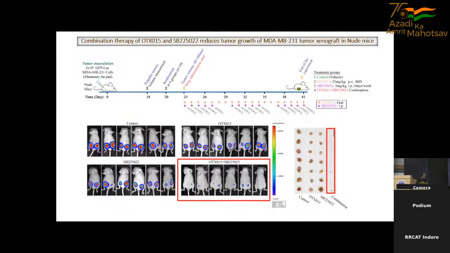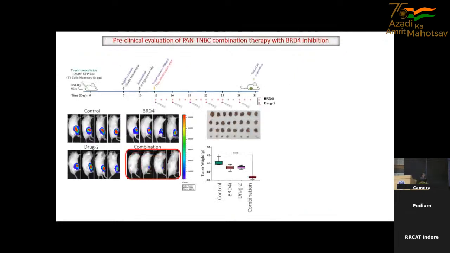So then we went ahead and tested these combinations in mice, and we could see that the combination of OTX-015, which is a BRD4 oral inhibitor, with SB225002, which is a CXCR2 inhibitor, could also suppress the tumor growth in mice of the mesenchymal MDA-MB-231 cell line. And also the other pan-TNBC combination, which is bortezomib and BRD4 inhibitor, could also suppress the 4T1 mouse model, which is a syngeneic mouse model for TNBC.